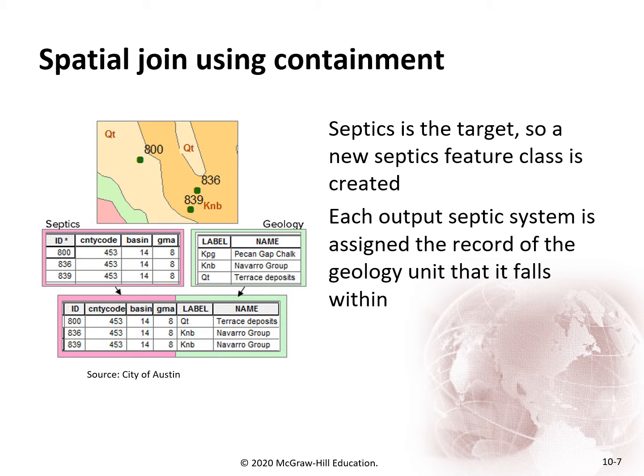You can also use containment. Here we have septic systems and geology. Septic is the target, so a new septic feature class is created. Each output septic system is then assigned the geology that it falls into. So it takes your existing data set for septics and makes a new septics data set that has the geology with it.